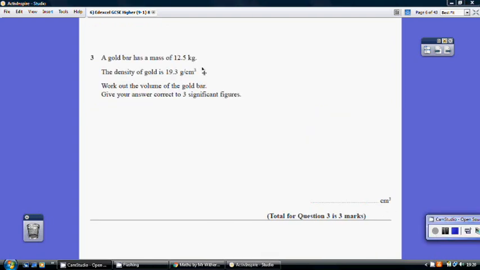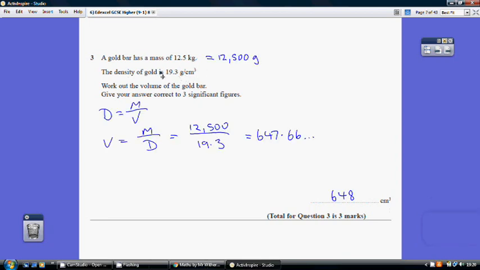Question 3. So I think the key bit here is to appreciate that we've got kilograms up here, but this density is in grams per centimetres cubed. So really the first step needs to be to convert these kilograms into grams. So multiply this by 1,000. So the gold bar has a mass of 12,500 grams.